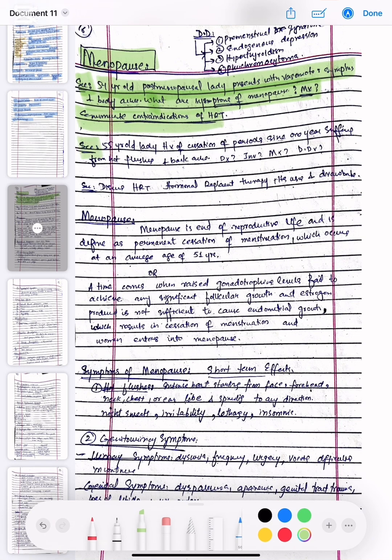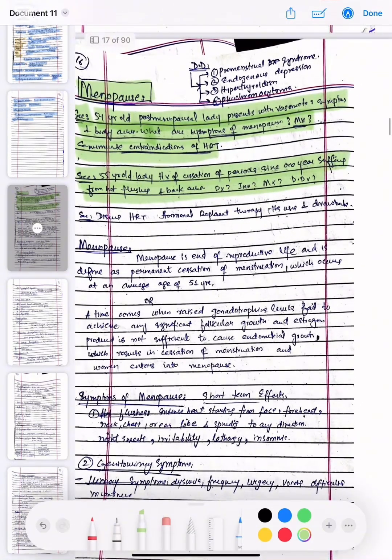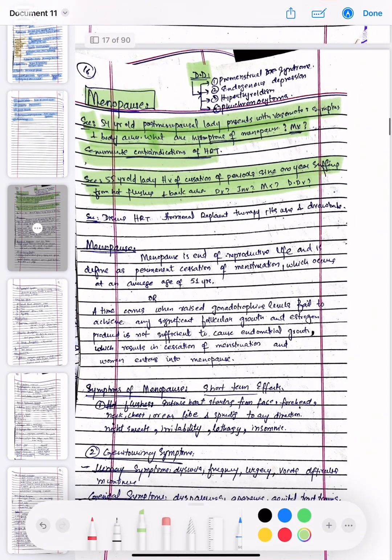Now the other scenario is that a 55-year-old lady has a history of cessation of periods since 1 year, suffering from hot flashes and body aches. So what are the diagnosis, investigation, management, and differential diagnosis? The differential diagnoses of menopause are premenstrual syndrome, endogenous depression, hyperthyroidism, and pheochromocytoma.